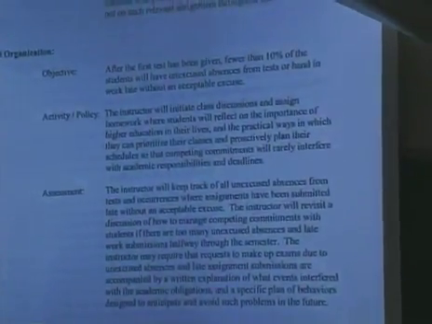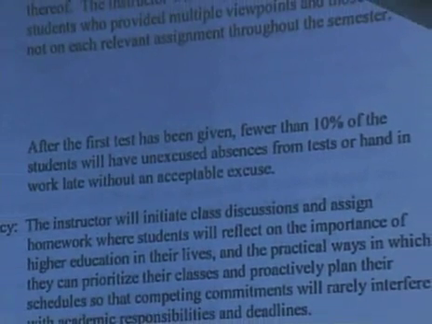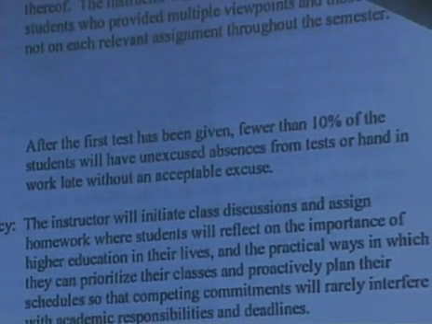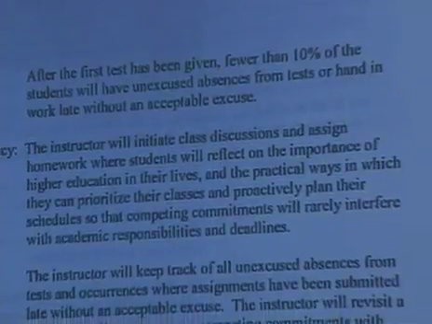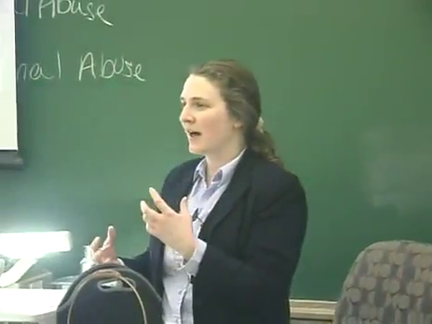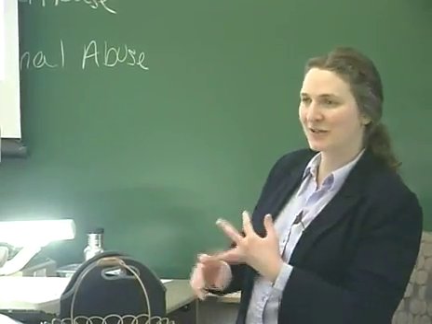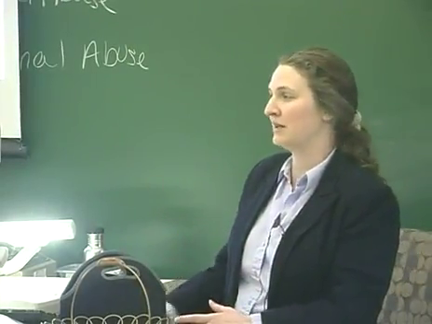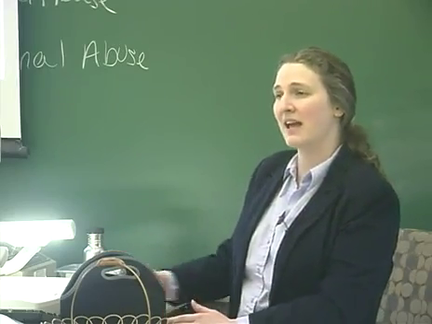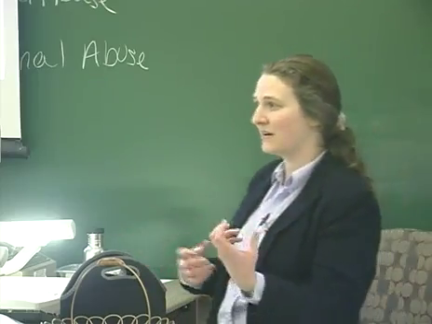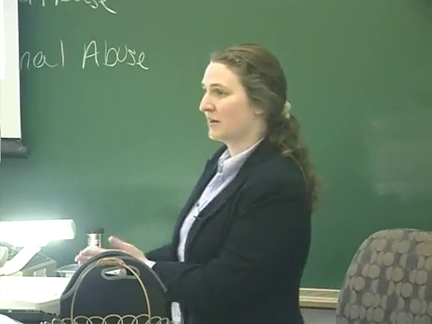And then for organization, an example objective would be, after the first test has been given, fewer than 10% of the students will have unexcused absences from tests or hand in work late without an acceptable excuse. So it's not absolutely explicit in this objective, but we're starting to recognize here that some of the reasons why students don't come to their tests and don't hand in their work on time is because they have competing commitments. And so it's not just that they want to slack off in your class. It's that they have other family responsibilities, and they haven't yet figured out how to prioritize and how to make sure that they're still keeping up with their values to do well in school.